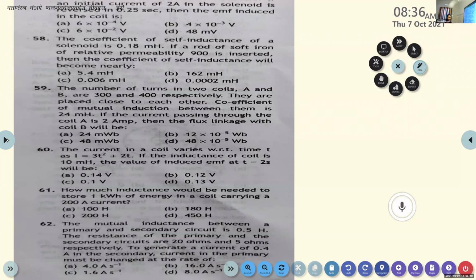I think in the last class we discussed one problem. Question number 60. Did you complete that question? The current in a coil varies with respect to time t as I is equal to 3t square plus 2t. If the inductance of the coil is 10 millihenry, the value of induced EMF at t is equal to 2 seconds will be. Did you complete it?